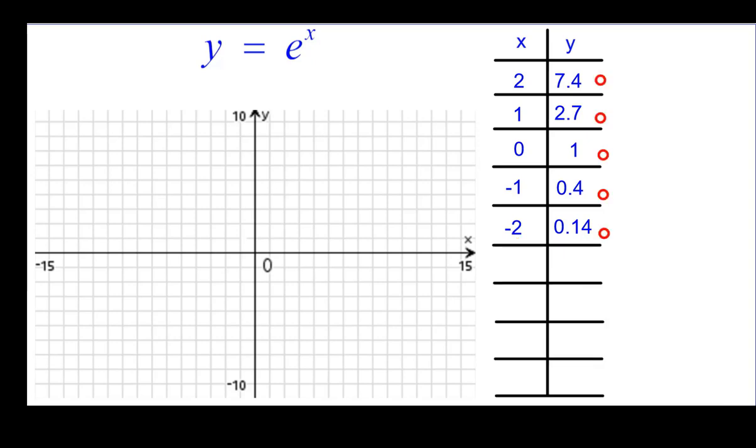So plotting those, I'll start with 0, 1, just because that's a nice one to go with. That's the y-intercept. Over 1 up 2.7. Over 2 almost 7.5, 7.4. Going to the left, negative 1 almost a half, but a little less. And negative 2 about 0.14. So those 5 points trace out a curve. We'll connect the points.